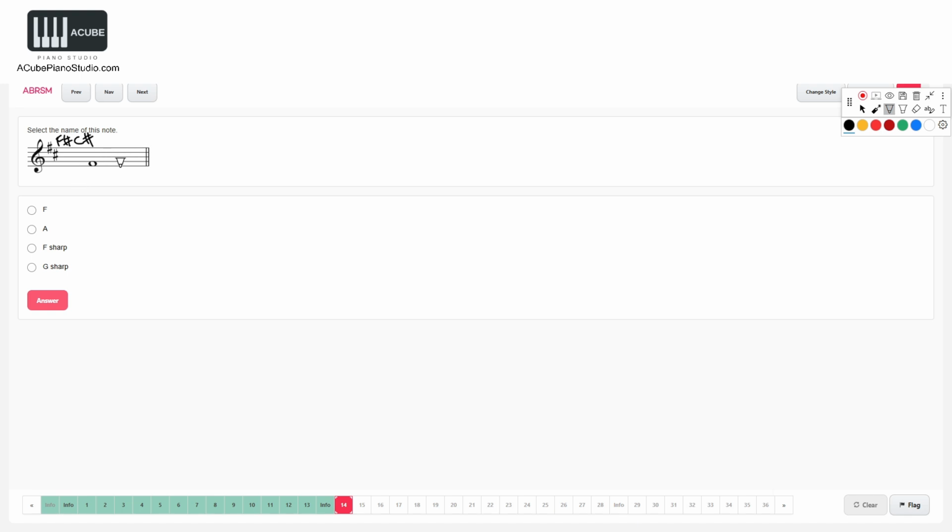So what is this note? Remember, this is treble clef, so this is F, A, C, E. So this is F, but because of this key signature, it is not F. It's F sharp. So the answer is F sharp.